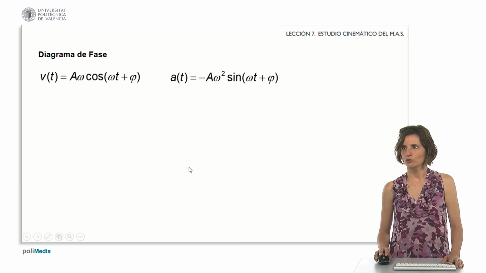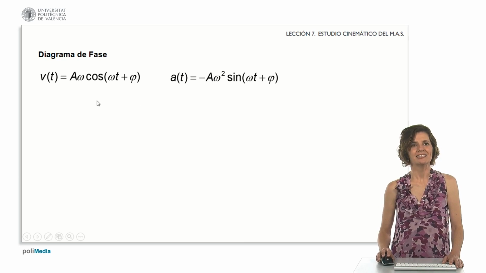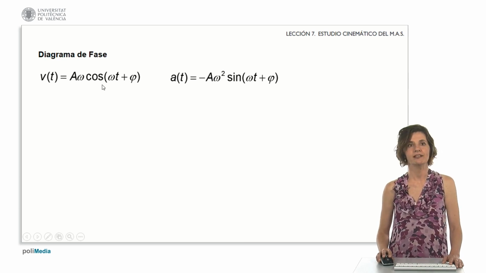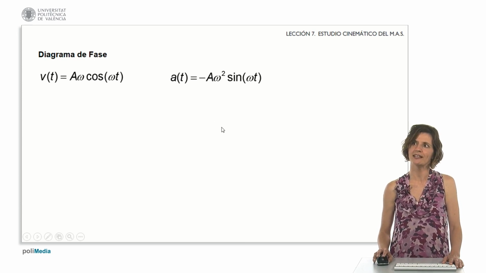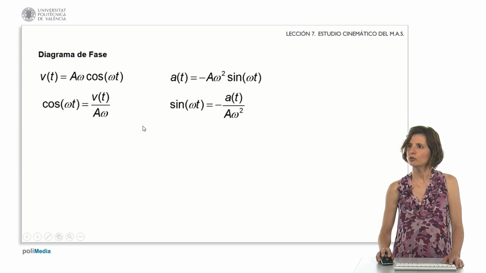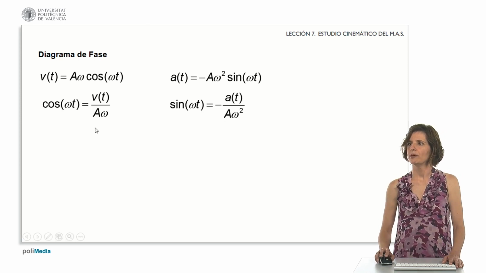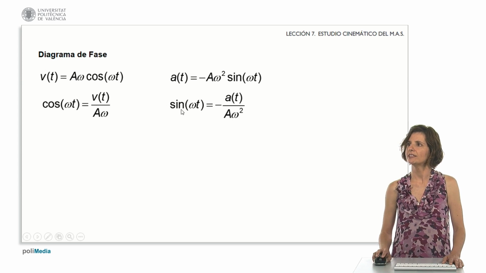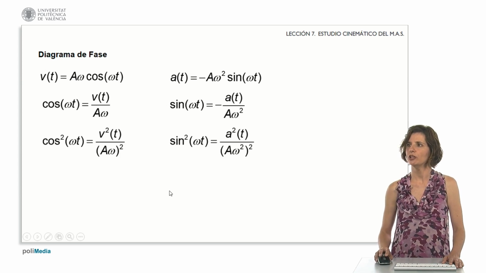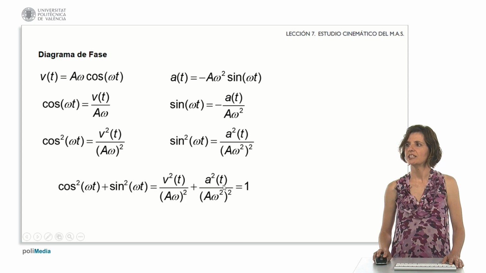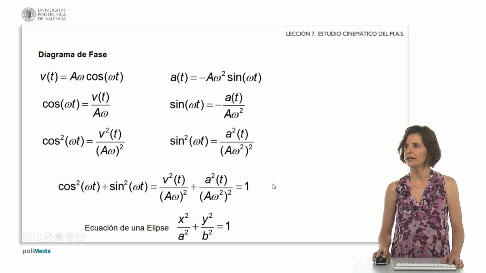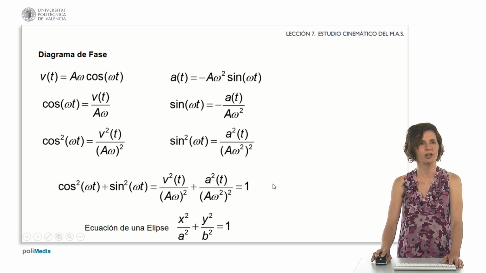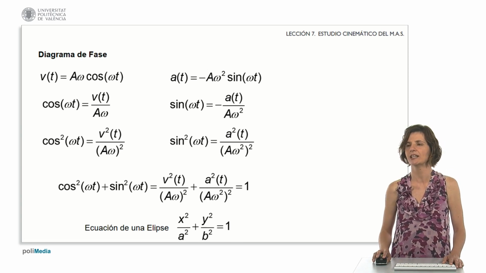Let's see how it is constructed. These will be the expressions of the velocity and acceleration of the simple harmonic motion. For simplicity, we will consider zero initial phase. We remove the cosine of omega t from the velocity expression and the sine from the acceleration expression and square them. If we add cosine squared plus sine squared, you all know it has to give 1. And we get this expression, which you can see corresponds to the equation of an ellipse with semi-axes A and B.